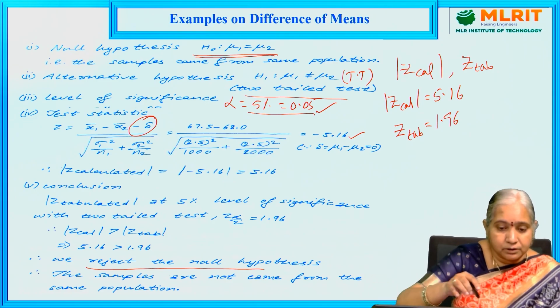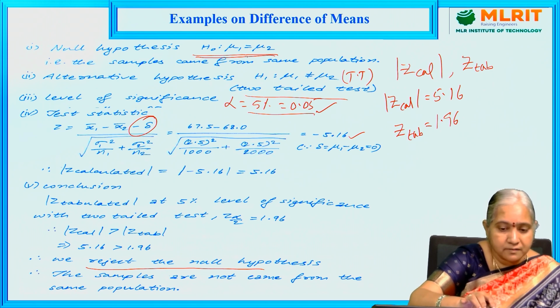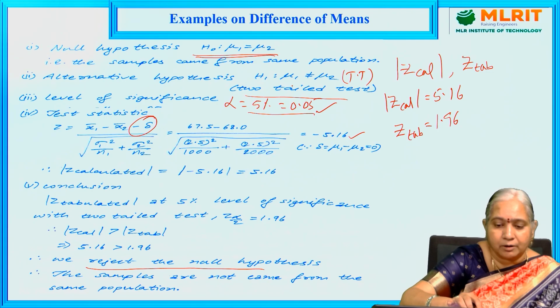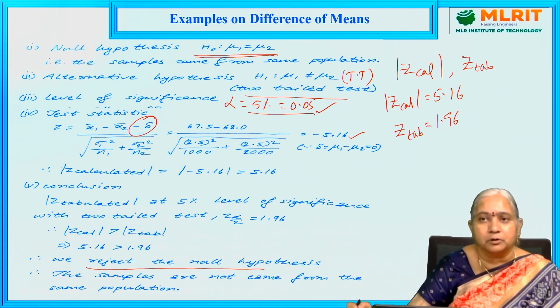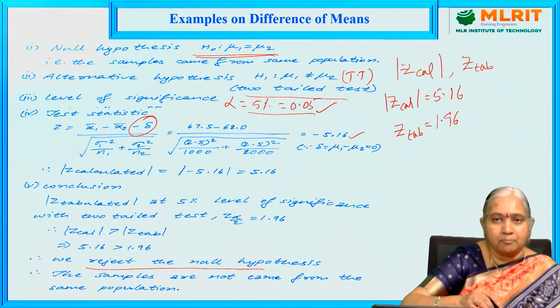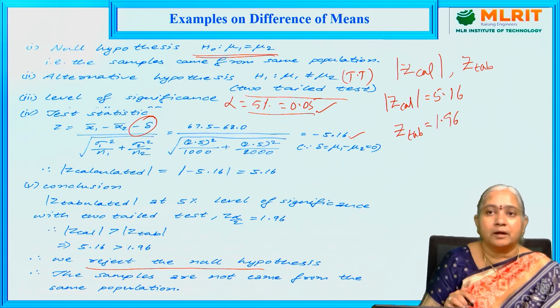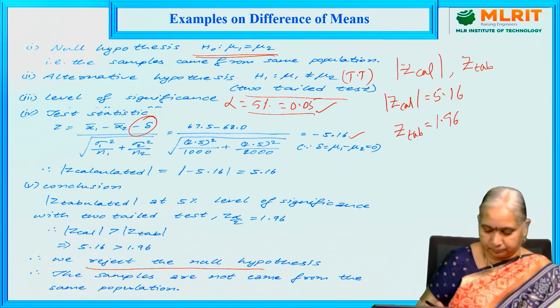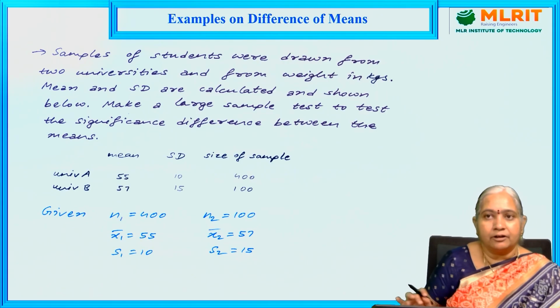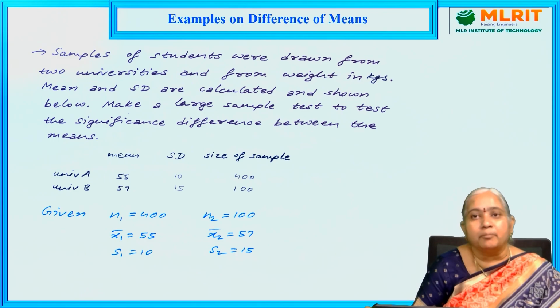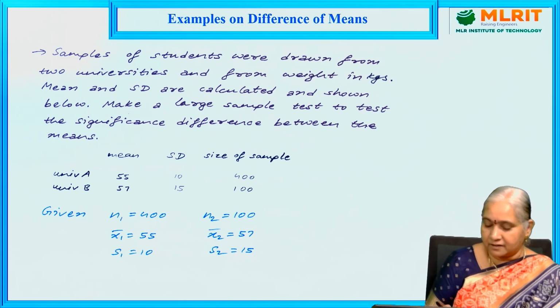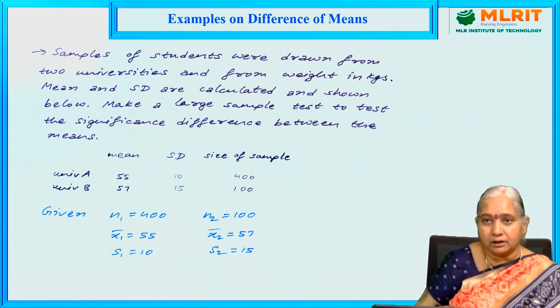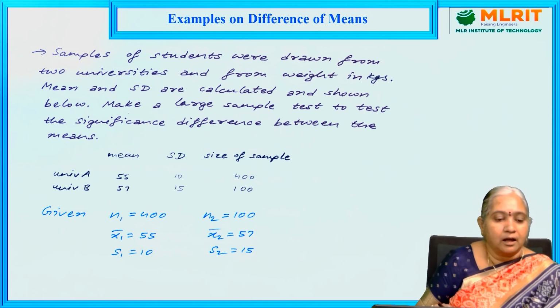So what is the conclusion? We reject the null hypothesis, which means we are accepting the alternative hypothesis. What is the alternative hypothesis? Mu1 not equal to mu2. That means the two samples are not drawn from the same population; they are from different populations with different means. That is the conclusion about the null hypothesis.